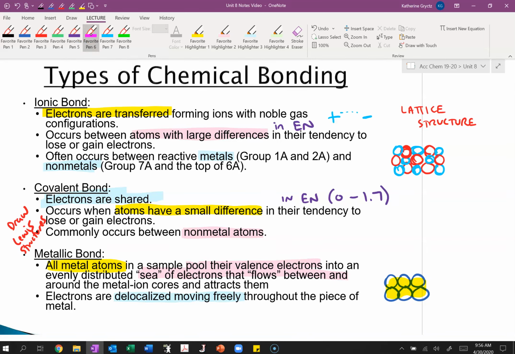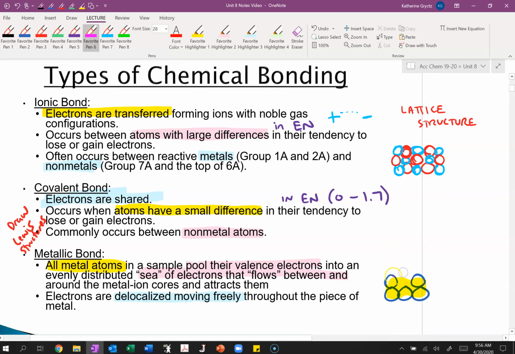And so I drew the same kind of atom over and over. That would be the same metal. So let's say it's an iron sample or a copper sample. There are also metals that are not on our periodic table that are mixtures, like bronze and brass, that are mixtures of multiple metals, and those are called alloys.